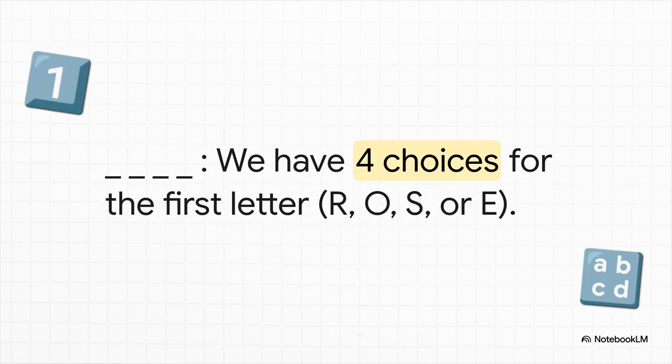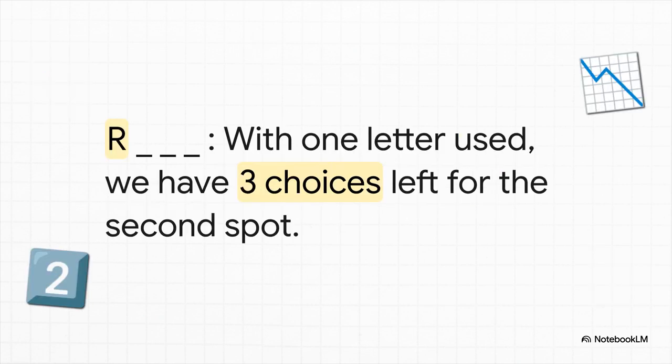So, let's look at that first empty slot. It's pretty simple, right? We have 4 letters to pick from. We can use the R, the O, the S, or the E. 4 choices. But here's where it gets interesting. Once we've put a letter in that first spot, let's say we picked R, it's now used up. We can't use it again. That means for our second slot, the number of choices has dropped from 4 down to 3.